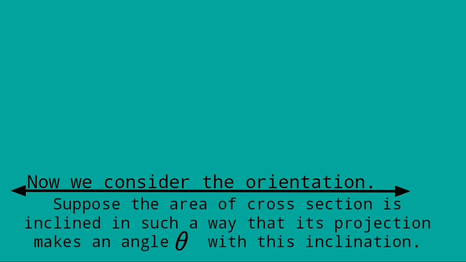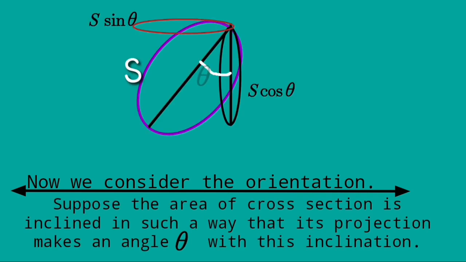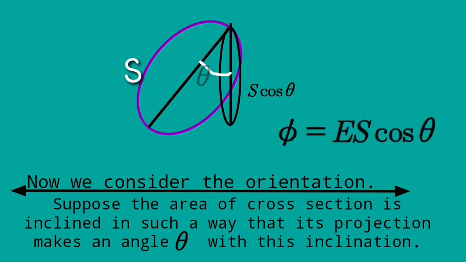Now we consider the orientation of the cross-sectional area. Suppose the cross-section is inclined in such a way that it makes an angle theta with the projection of it. Therefore, the area of the projection is S cos theta. In this case, the expression of flux phi is equal to E into S cos theta.